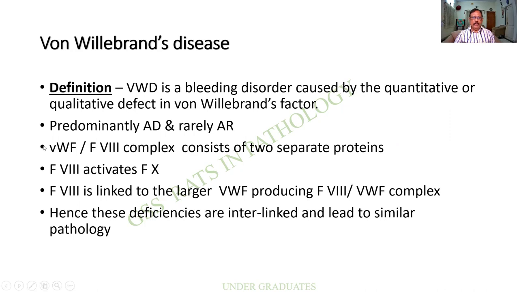Whenever we talk about Von Willebrand's factor, there is a factor 8 also. These two together form a complex. They have got separate origins, but this complex is very essential for the clotting of blood. Factor 8 activates factor 10. And factor 8 is larger than the Von Willebrand's factor, and these two together form a complex. Hence, the deficiencies of these are interlinked. Therefore, any of these can lead to a bleeding disorder.